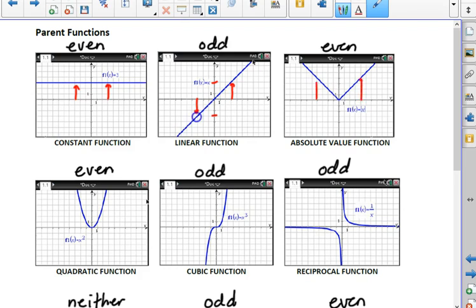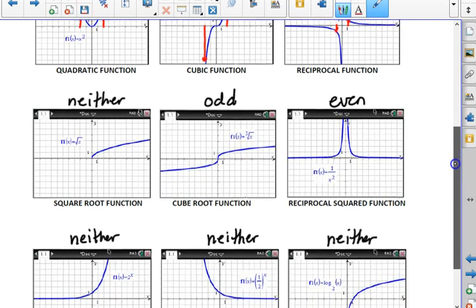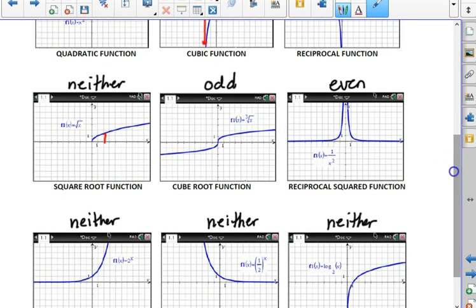Opposite inputs give me the same output. Another even, same thing. Opposite inputs give me the same output. Odd, opposite inputs give me opposite outputs. Another one, odd, opposite inputs give me opposite outputs, and it's the same for any graph. Now the next one's neither, because if I do opposite inputs, I don't get anything over here, either the same or opposite. There's nothing there. The next one's odd. Opposite inputs give me opposite outputs. Opposite inputs give me the same output.